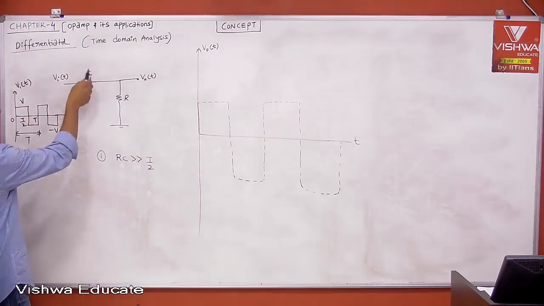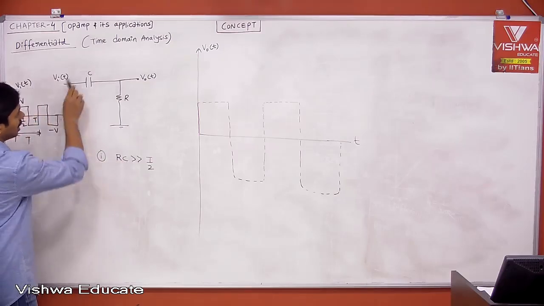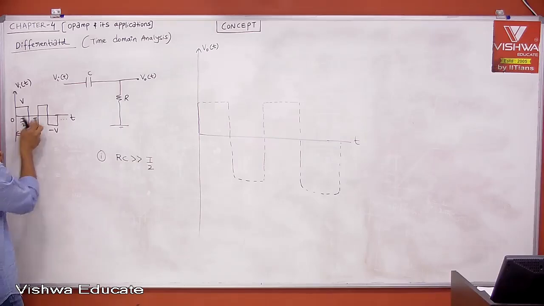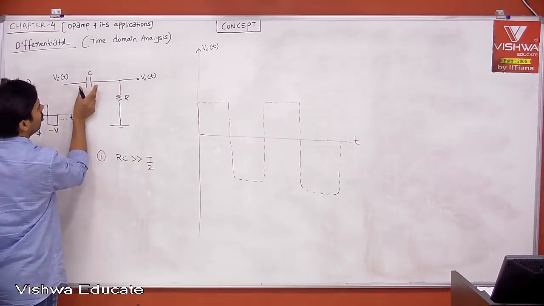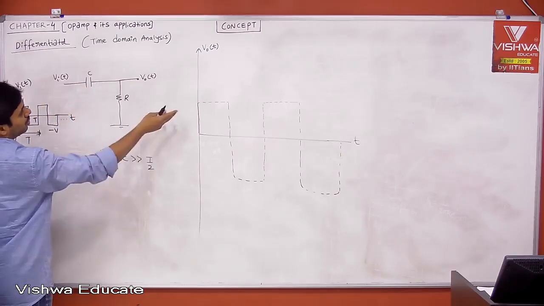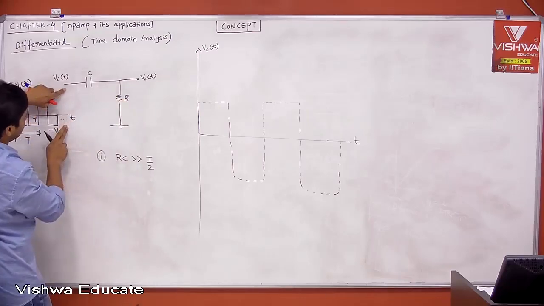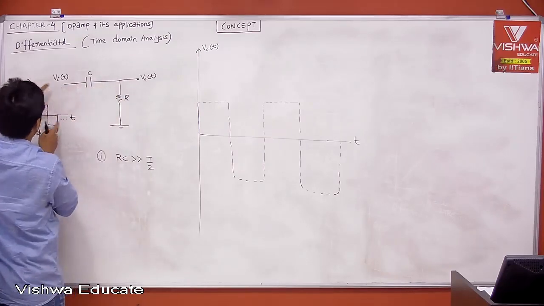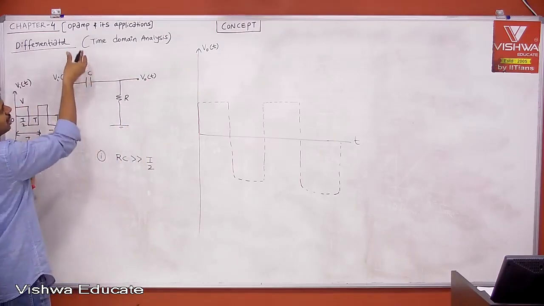Now, the capacitor is charging very slowly because the time constant of the circuit is very much greater than T by 2. In this time, your capacitor cannot charge. If the capacitor is not charging, it is almost at 0, then what does it mean? Your output voltage will be almost at V, because the input voltage is equal to the capacitor voltage plus the resistor voltage. If the capacitor voltage is almost 0, then whatever you have, which is nothing but V, will be here.